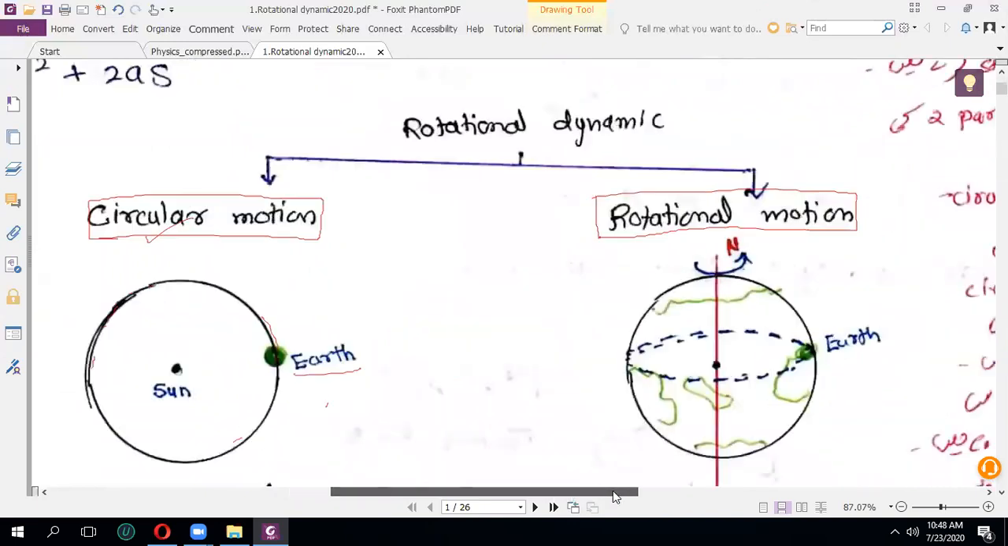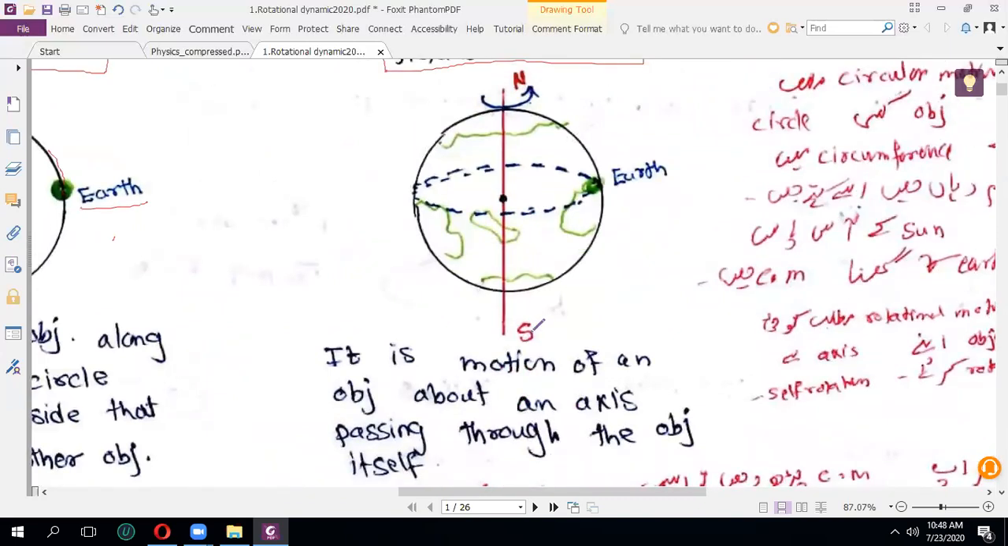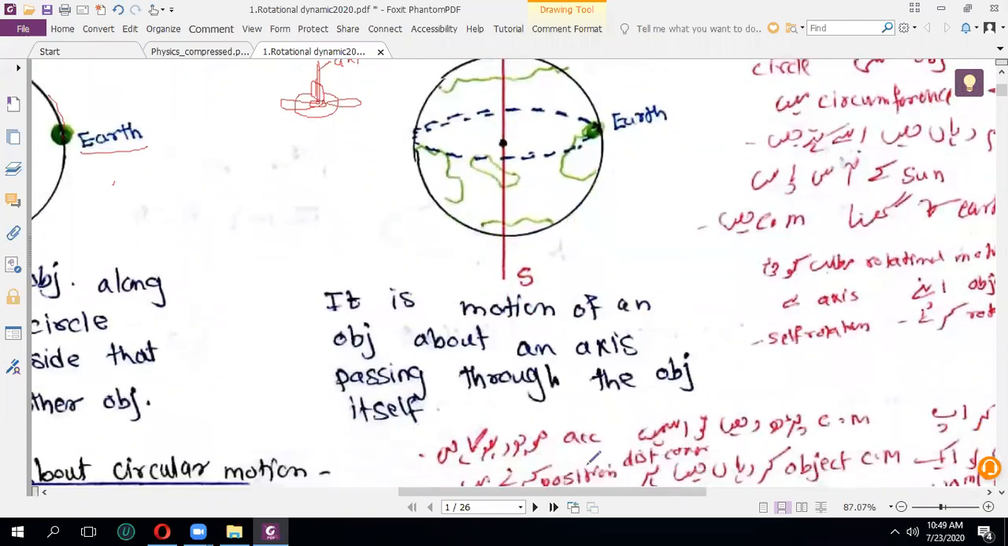The second part is rotational motion. We know that it is the motion of an object about an axis passing through the object itself. If an object rotates about itself, it is called rotational motion. For example, this is a rod and this is my fan. The fan rotates about an axis, and this rod is the fan's axis, correct? So for rotational motion, we need an axis. If the axis is not there, we assume there is an axis. In the Earth, I'm assuming that north and south is my axis, about which the Earth is rotating. I hope this part is clear, students.